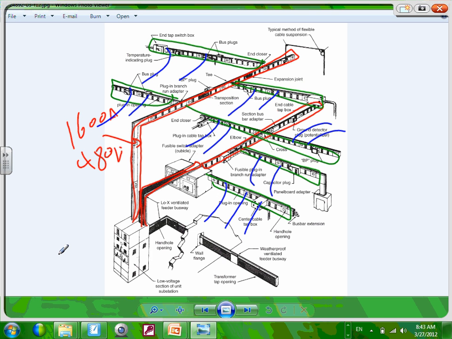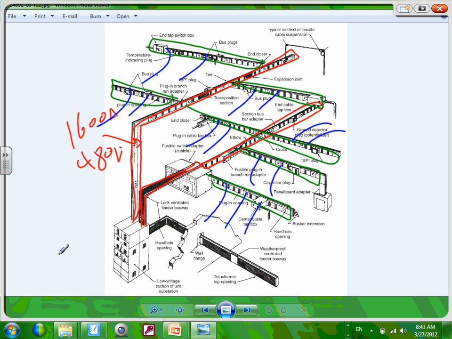From these two feeder busways in this project, they're feeding two things. The one going along the perimeter is feeding multiple panels at the perimeter, and the one going in the middle is feeding multiple plug-in busways. Here's plug-in busway 1, 2, 3, 4, 5. Can you see how they take a big major feeder busway and tie plug-in busways to it to feed multiple loads?